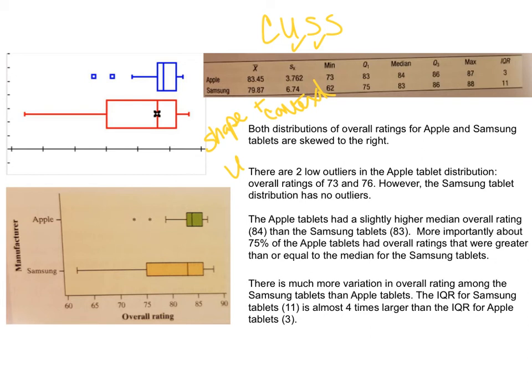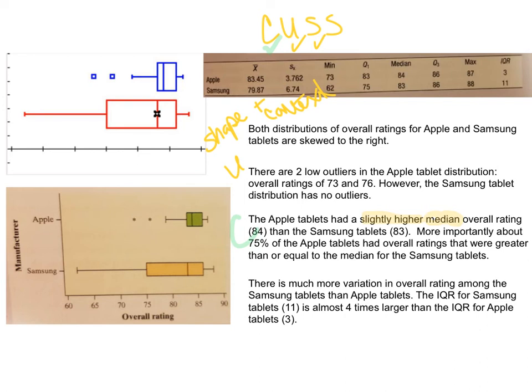Okay, I want to point out a couple things here. I'm using comparative language. I'm saying the Apple is slightly higher. I'm not just saying what it is, but I'm comparing it to the other one. And then think about, well, why am I talking about the median? Well, I've already said that I have skewed data. So with skewed data, when I talk about measures of center, so this is the center, check that one off the list, I'm going to use median.